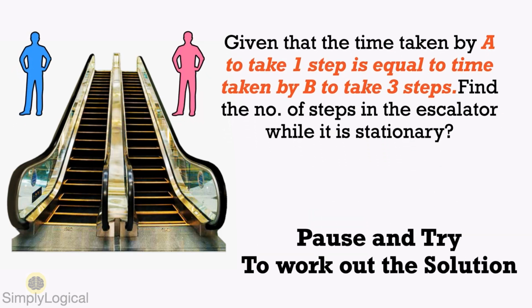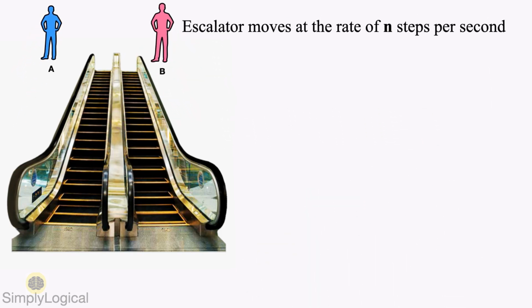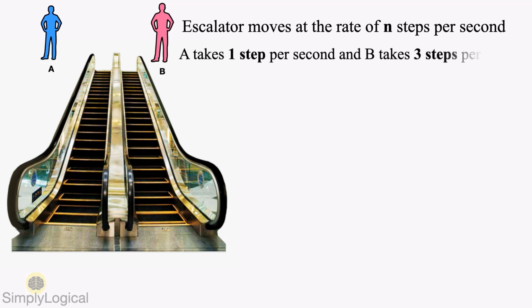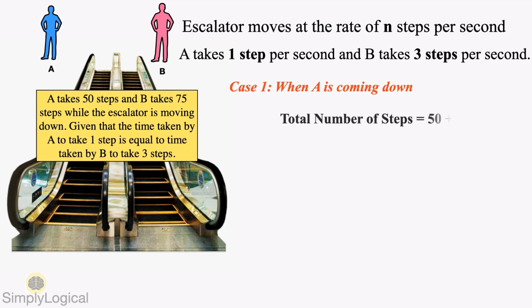Let me explain the solution now. Let us say that the escalator moves at the rate of n steps per second. Let us also say A takes 1 step per second and B takes 3 steps per second. Let's solve this problem case by case. So in case 1, when A is coming down, A will take 50 seconds to complete 50 steps. In 50 seconds, the escalator would have moved 50n steps. Total number of steps on the escalator can be represented as 50 plus 50n.